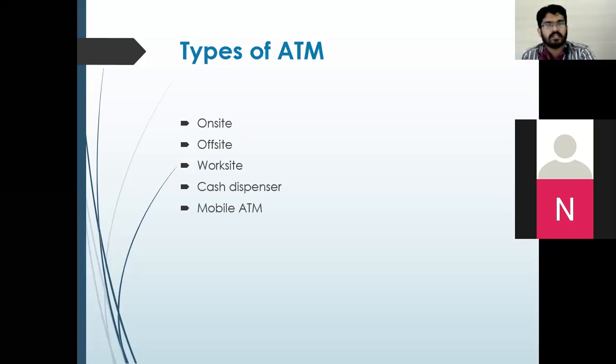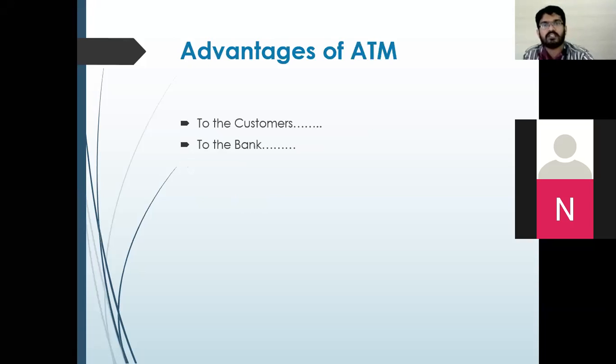Can somebody tell me what is a mobile ATM? Sir, a mobile ATM will have a vehicle, sir, which moves in various areas. Yes, the ATM machine has been installed in a vehicle which moves around the area, so it is called a mobile ATM. Then we tried to understand the advantages and disadvantages.